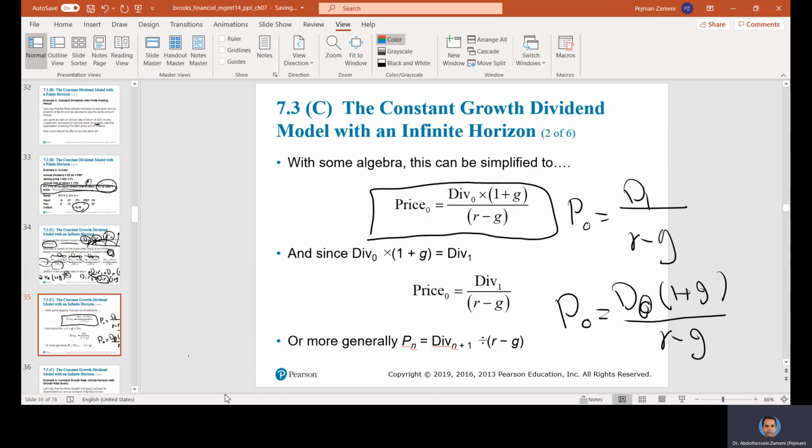Okay, when we summarize the previous formula, we get this formula. We can write it in two ways, based on dividend 1 or dividend 0. If you just write dividend 1, it would be dividend 1 divided by r minus g, or we can simply replace dividend 1 by d0 multiplied by 1 plus g, divided by r minus g. It depends on whether we are given d1 or d0.